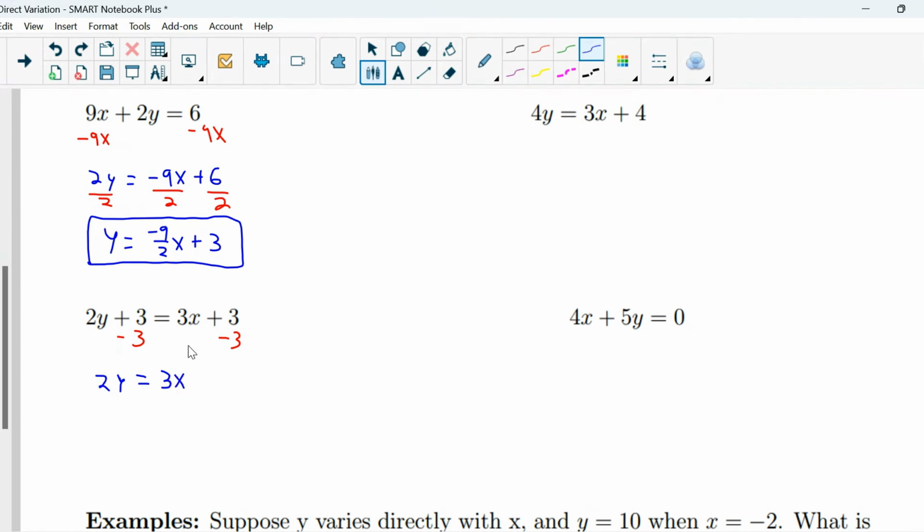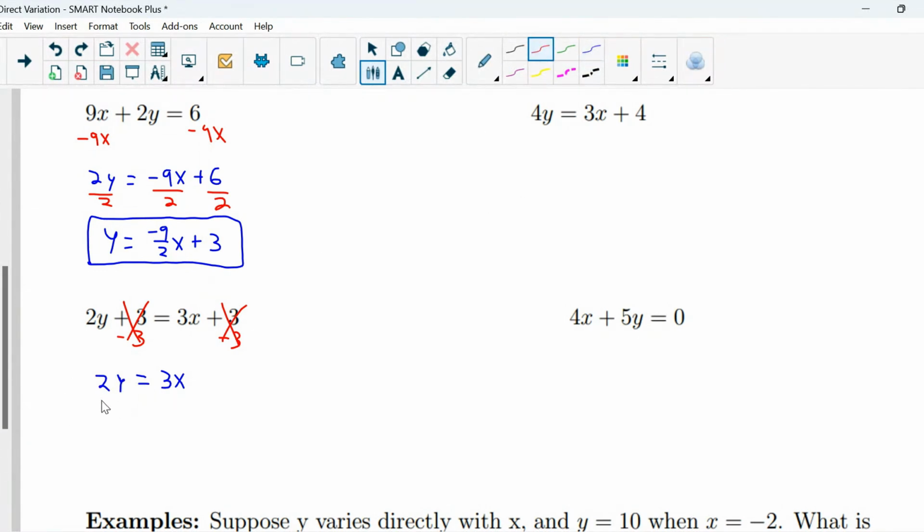3x. And remember, you can only combine like terms. So we cannot subtract 3 from 3x because they are not like terms. But you can subtract 3 from our constant 3 on the other side. Okay, 3 minus 3, that gives us 0. So essentially, both sets of our constants just cancel each other out. So that leaves us with 2y equals 3x.